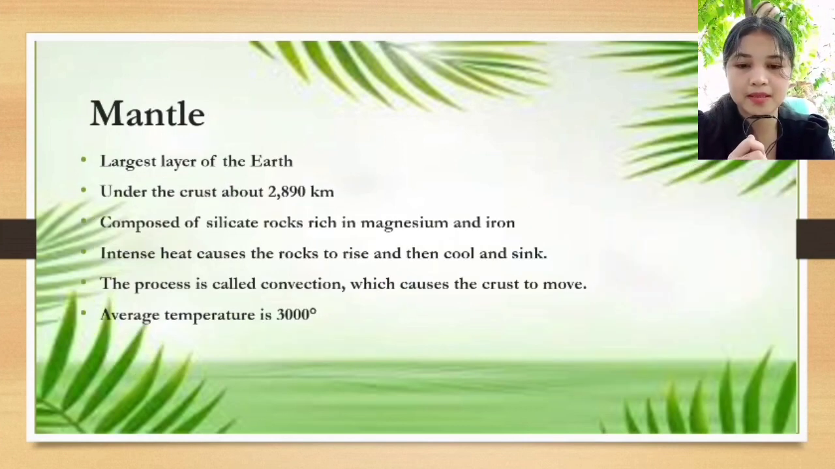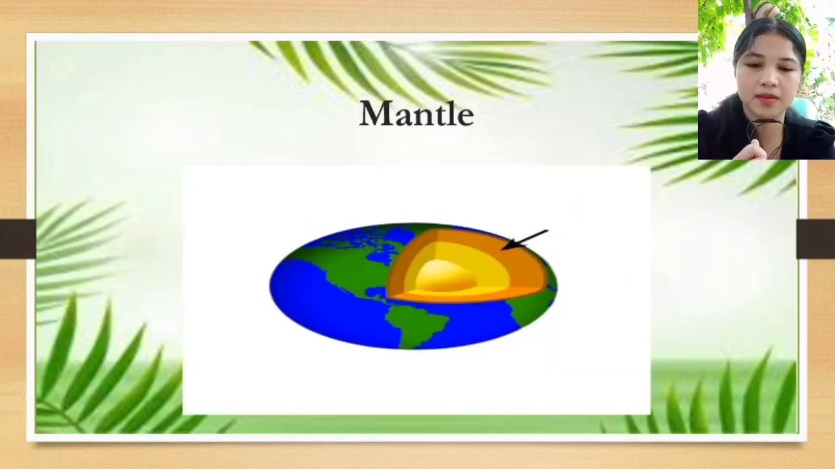So, mantle. Mantle is the largest layer of the earth. It is under the crust and about 2,890 kilometers. It is composed of silicate rocks rich in magnesium and iron. The intense heat causes the rocks to rise and then cool and sink. The process is called convection, which causes the crust to move. And the average temperature is 3,000 degrees. So, as you can see in the picture, the mantle is the second layer of the earth.